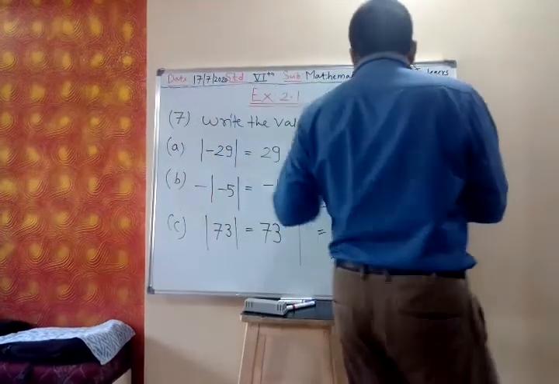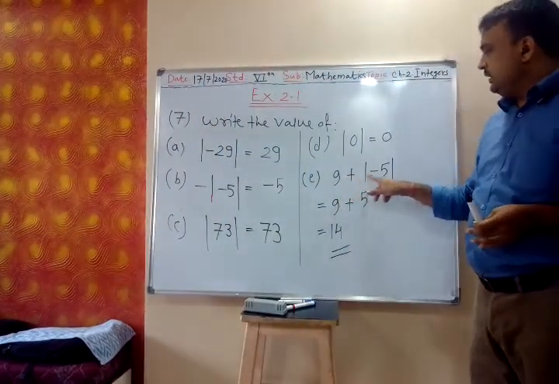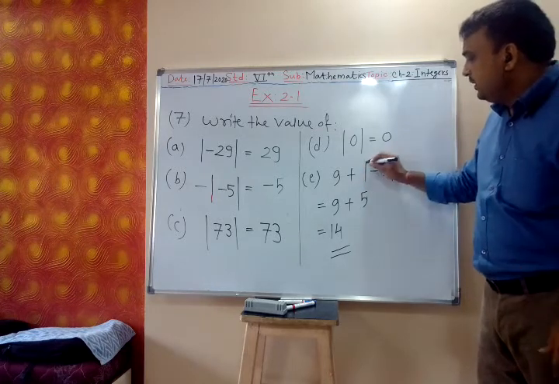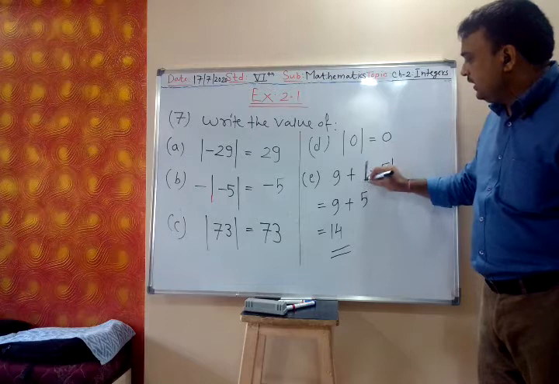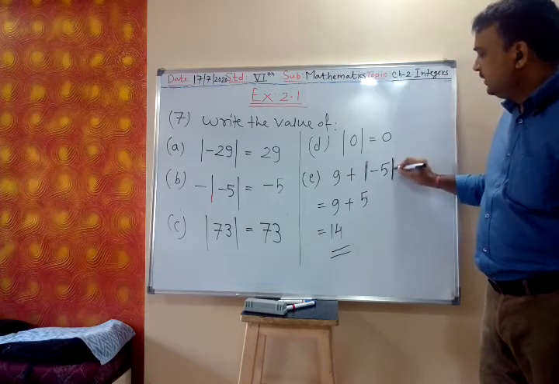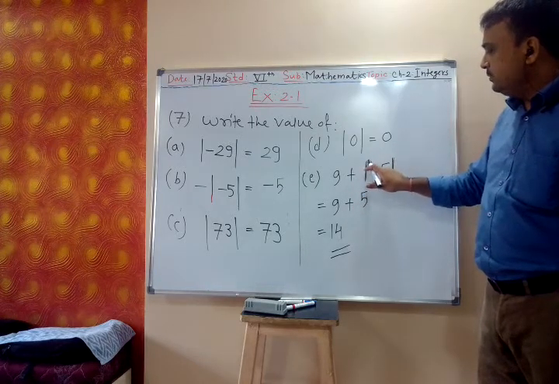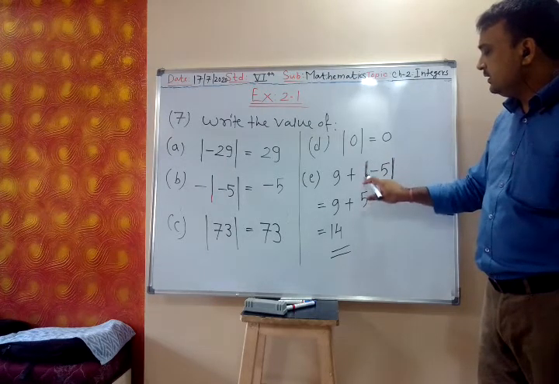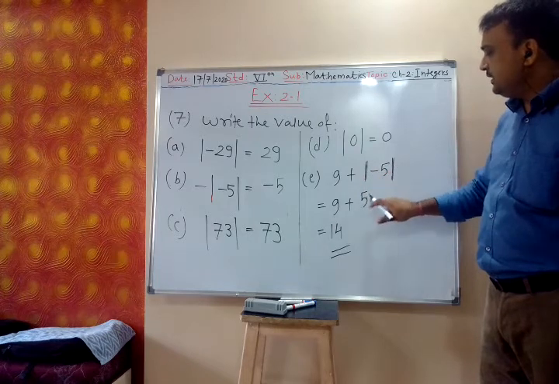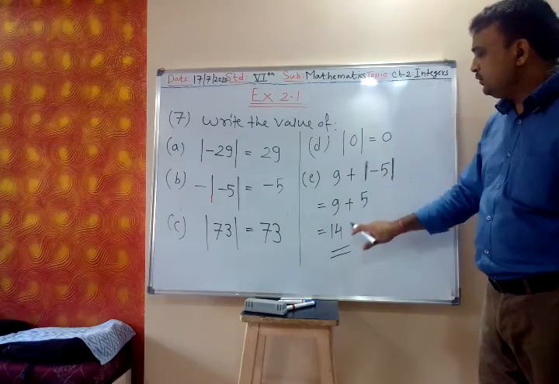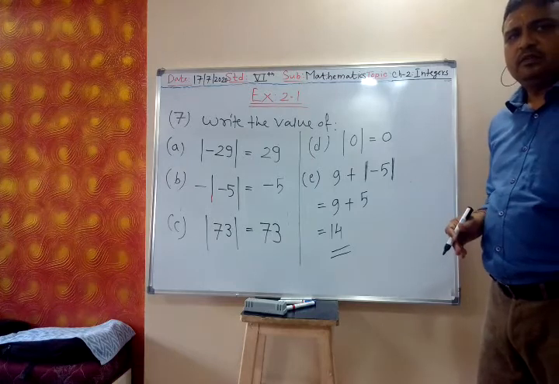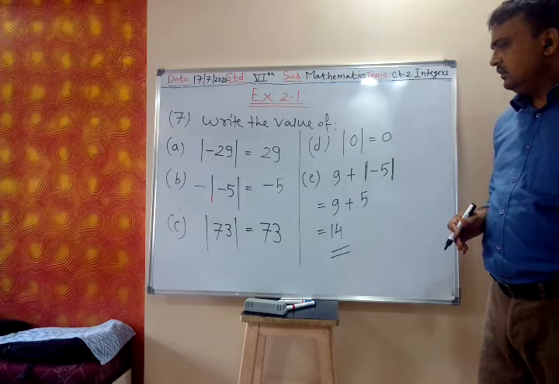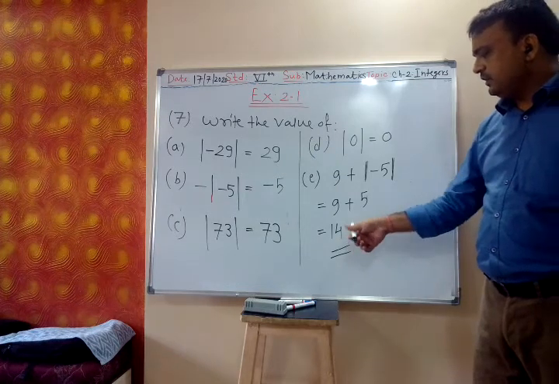Wait, I am still explaining. 9 plus. Now this is our absolute value bracket. A vertical line means absolute value bracket. So 9 plus, now the absolute value of minus 5 is plus 5. This minus sign becomes plus sign. Then 9 plus 5 is 14. The answer is plus 14.